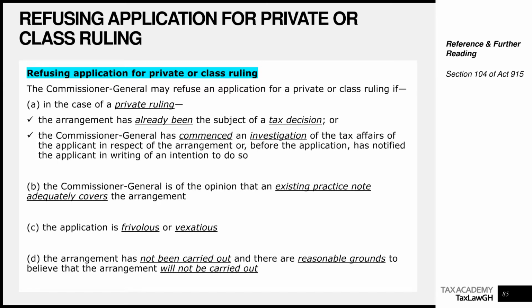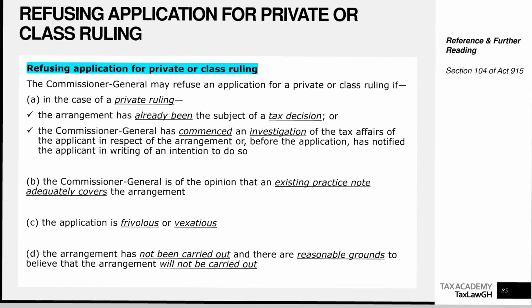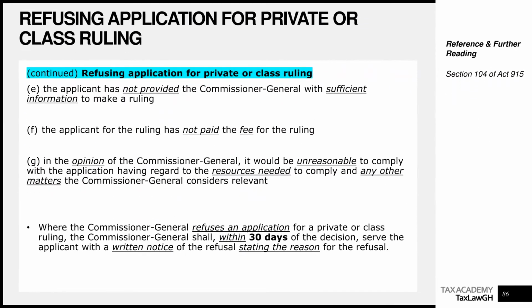He won't issue you with any private ruling or class ruling. Also, if the applicant has not provided him with sufficient information to make a ruling, he will reject your application. So let's say he asks for a number of pieces of information to make the ruling, and you don't provide it, he will reject your application for the ruling. And then if there's a fee he prescribes, like I mentioned not too long ago, and you've not paid the fee, he will also not issue the ruling to you.